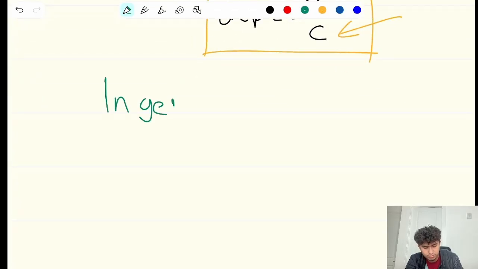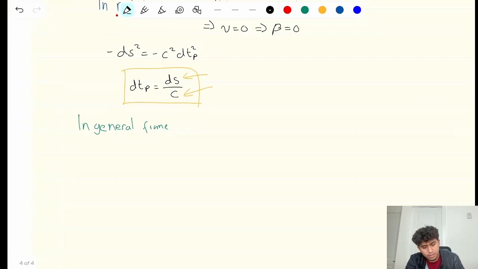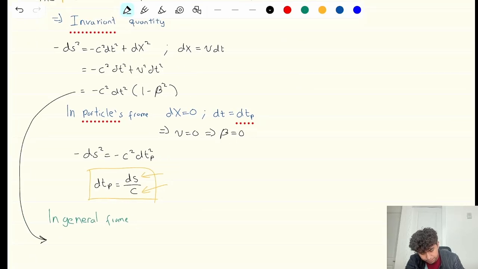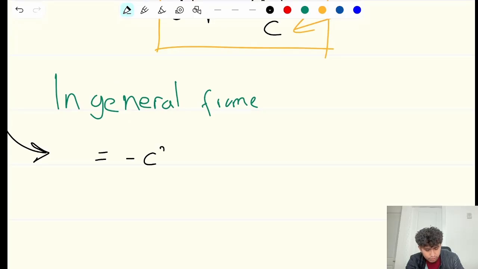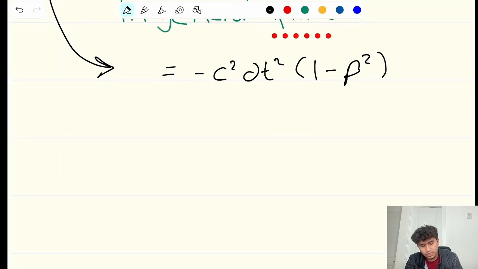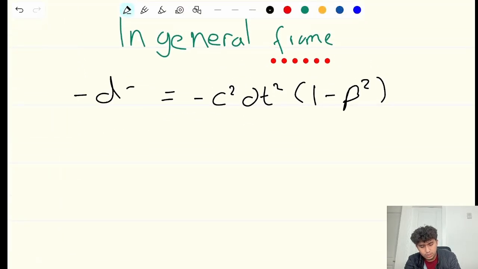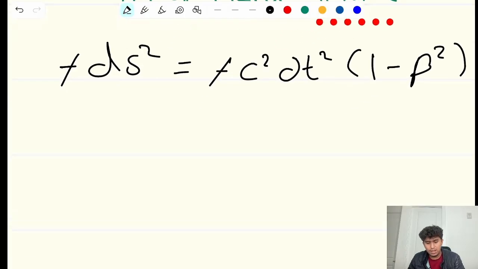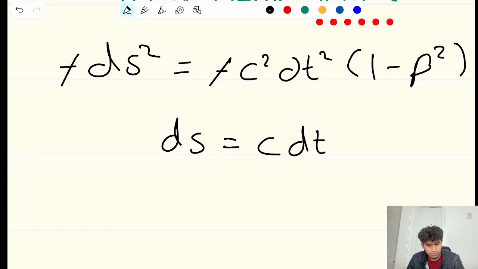And if we go to a more general frame, not necessarily your frame, let's go to Bob's frame or whoever's frame. Let us go back to this part. I'm just going to copy this line: c squared dt squared times 1 minus beta squared. And this was equal to minus ds squared. Let's take out this minus sign and take a square root. I'm going to get dt.